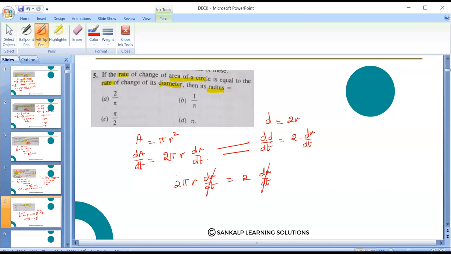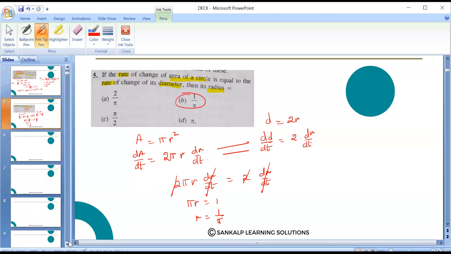Dr by dt will cancel. 2 will cancel. So pi r equal to 1. Radius is 1 by pi. And 1 by pi is given in option B. This is how you can find the radius.